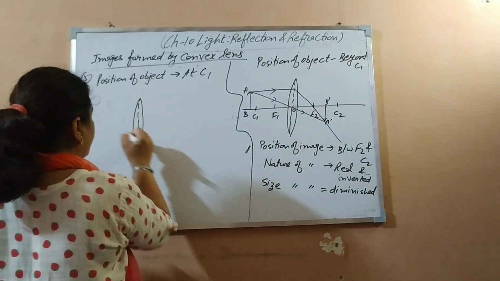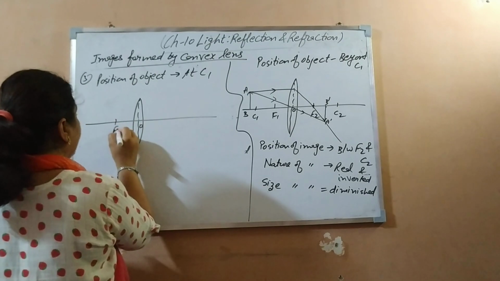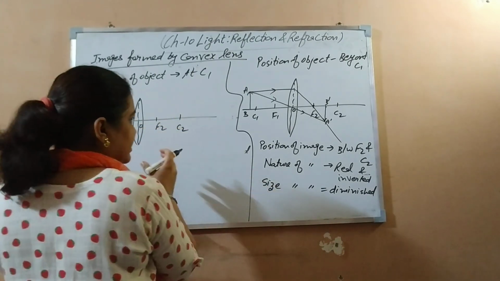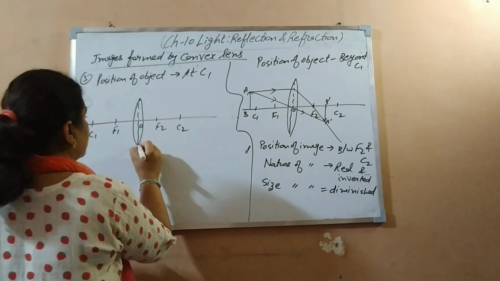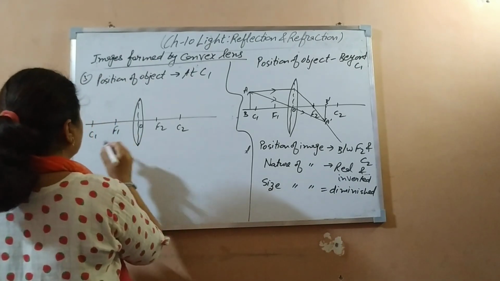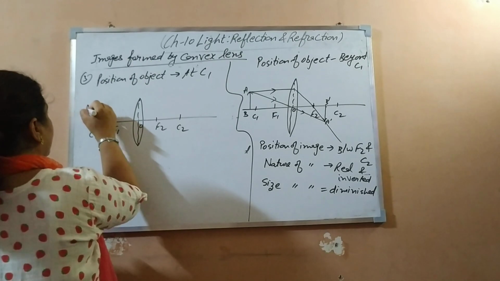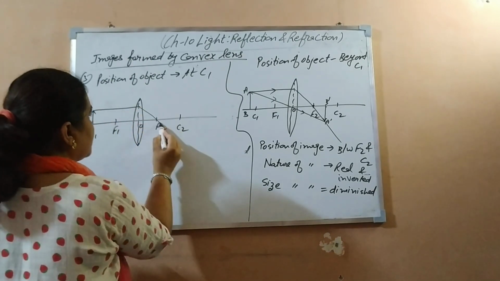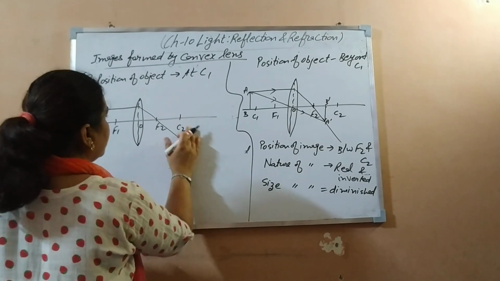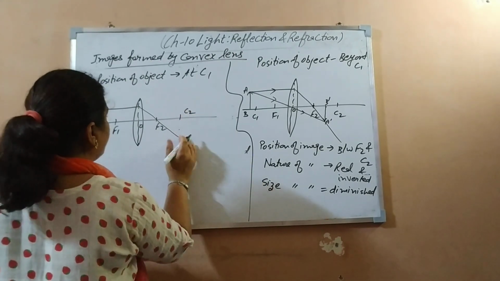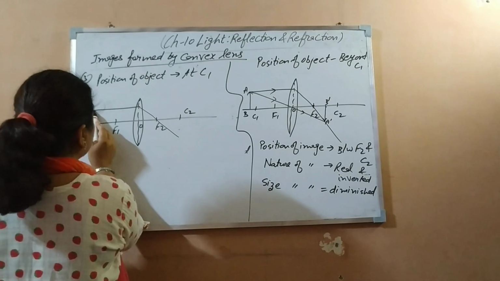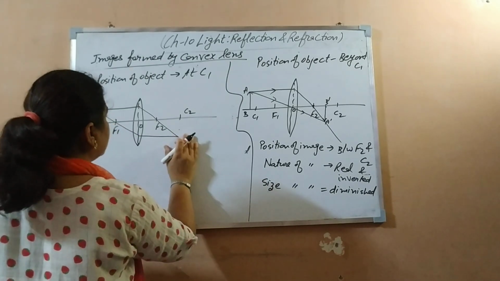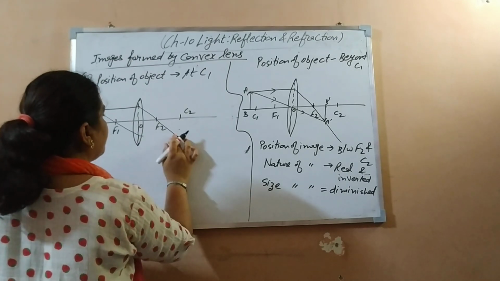First of all we make the lens. Optical center, F1, C1, F2, C2. You will do it with measurements using a scale; I am doing it freehand. So when the object is at C1, AB, one ray will go parallel. After that it would pass through the focus. Another ray you can pass through the focus, and after refraction it would be parallel.